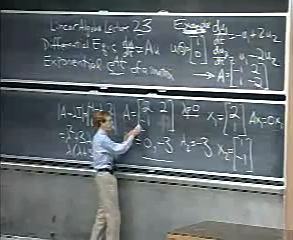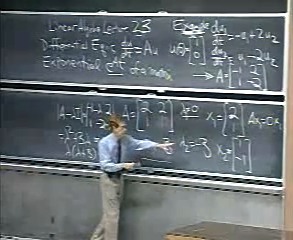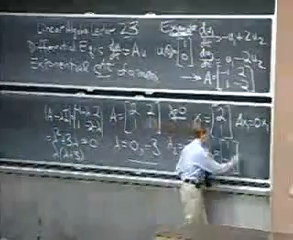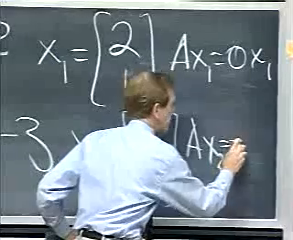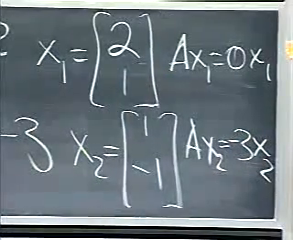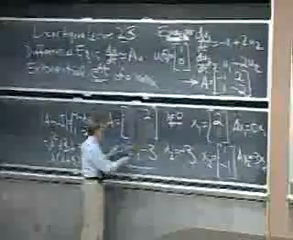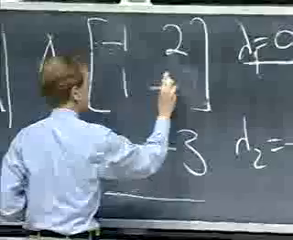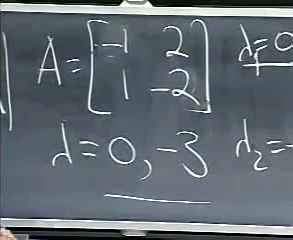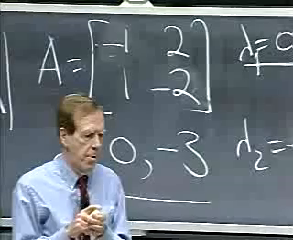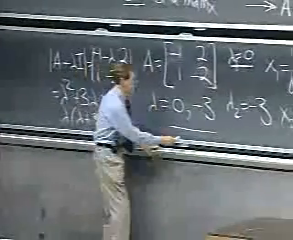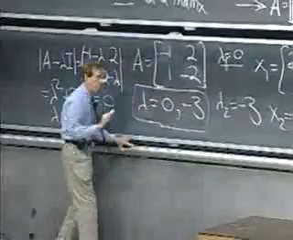Now, because A times that vector is minus 3 times that vector, Ax2 is minus 3x2. Good. Okay, can I get A again so we see that correctly? That was a minus 1 and that was a minus 2. Good. Okay. That's the first job. Eigenvalues and eigenvectors. And already the eigenvalues are telling me the most important information about the answer.